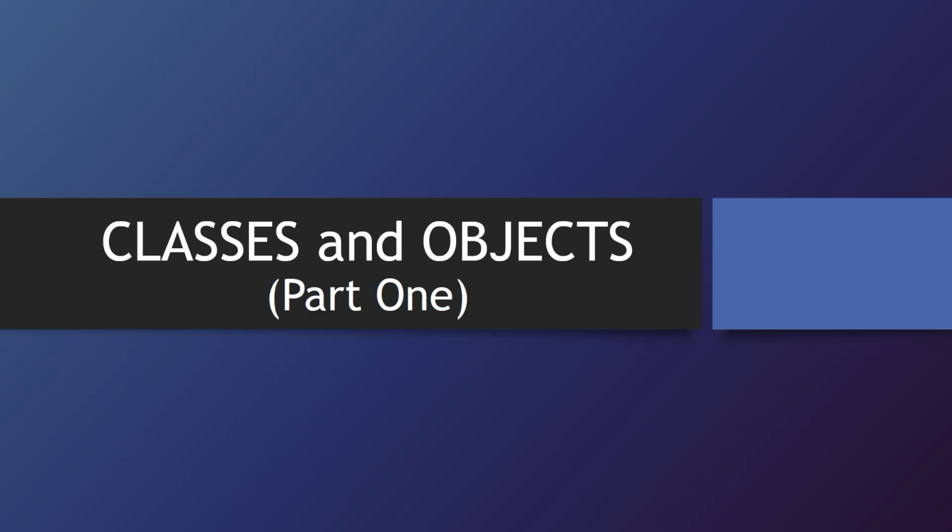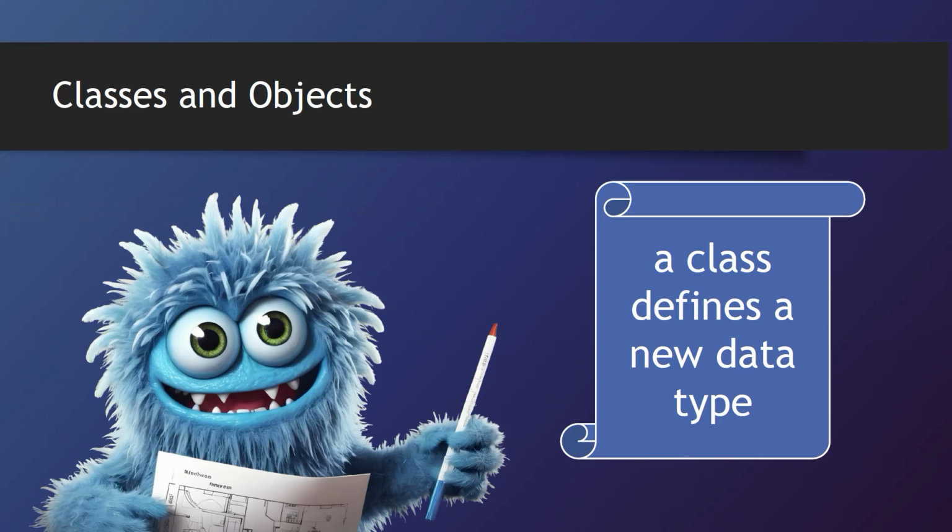In this video, we introduce the idea of classes and objects in Java. Classes and objects are the foundation of Java's approach to object-oriented programming. A class is a concept of an object. When you create a class, you create a new data type. You can think of a class like a blueprint or a recipe. You define a class, and then you use that class to create multiple objects from it.